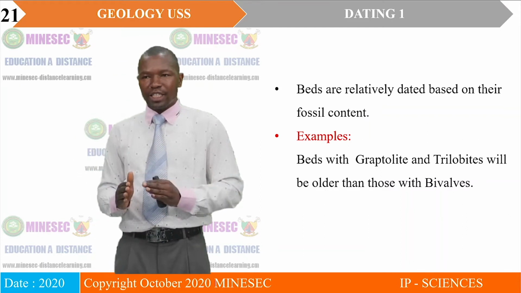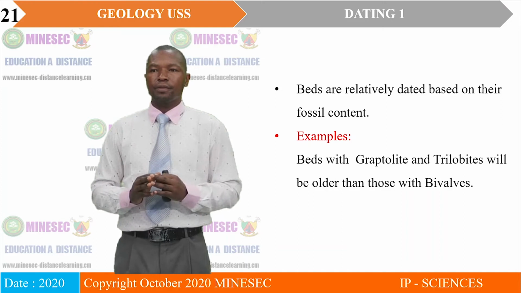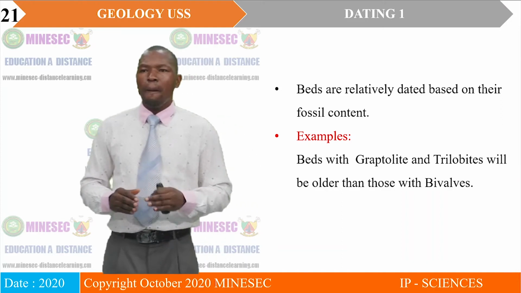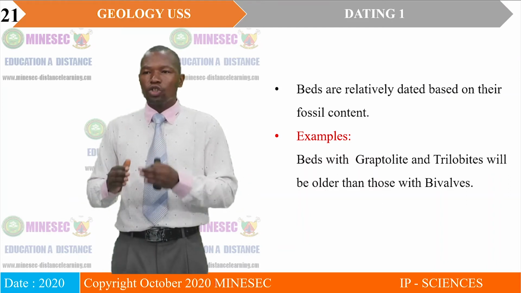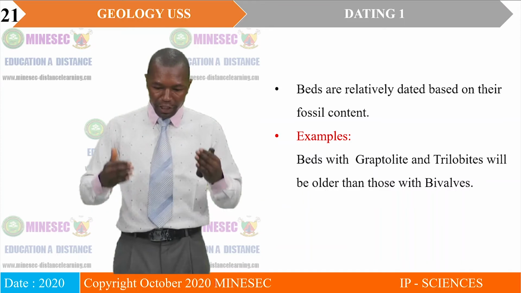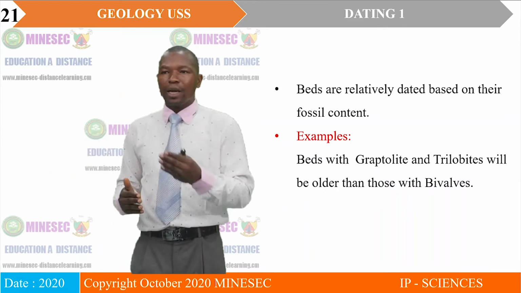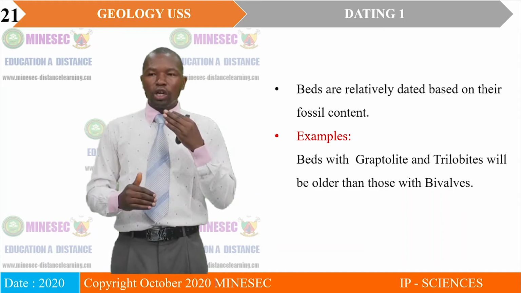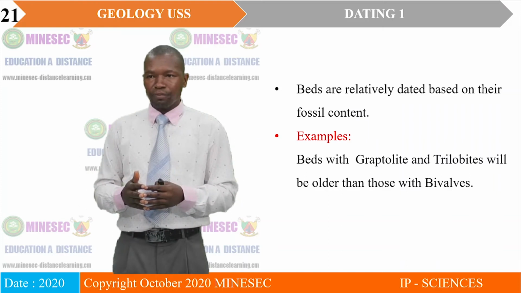Beds are relatively dated based on their fossil content. Look at this example. Beds with graptolites and trilobites will be older than those with bivalves. Remember that we are just saying that bivalves were zone fossils in the tertiary. Now, graptolites are Ordovician and Silurian, while trilobites are Cambrian.